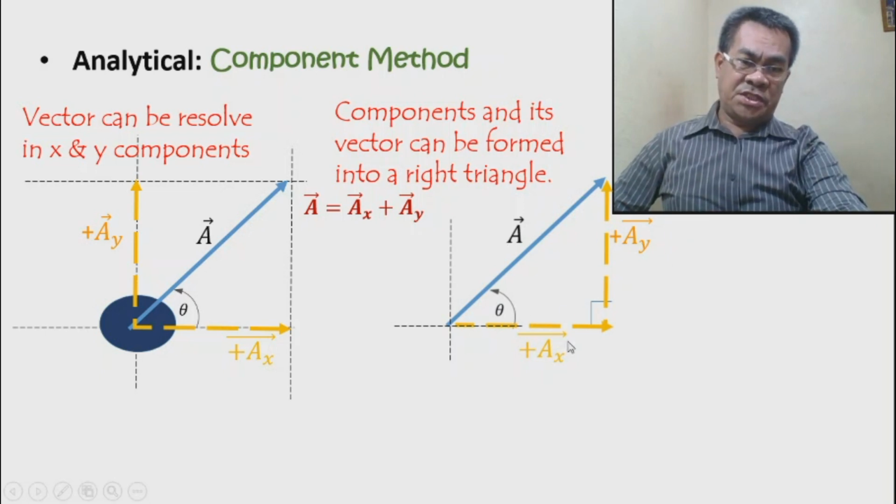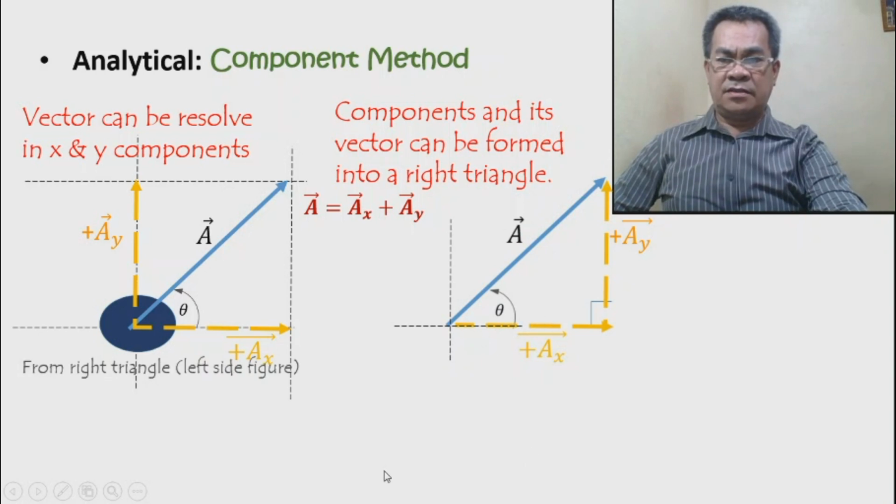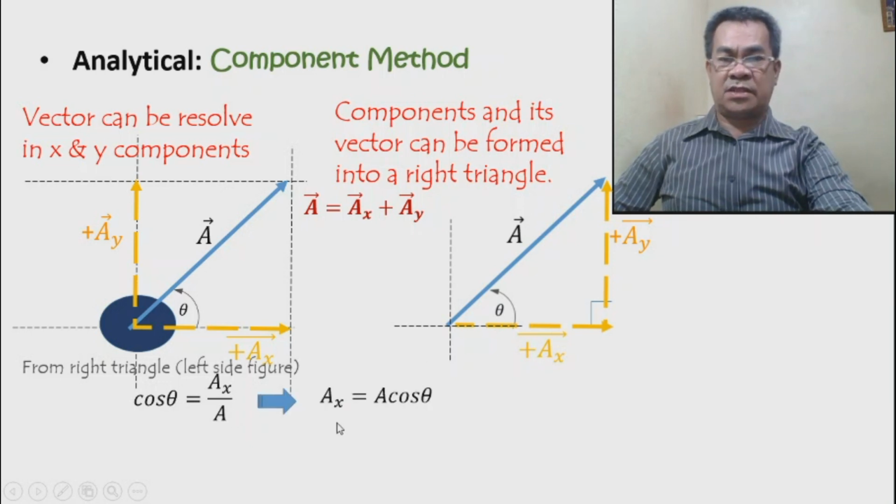And if we take cosine, cosine is adjacent over the hypotenuse. The hypotenuse is the vector A. So therefore, take the cosine. It is adjacent over hypotenuse. So this is given A and this is given theta. So therefore, AX must be A cosine theta.